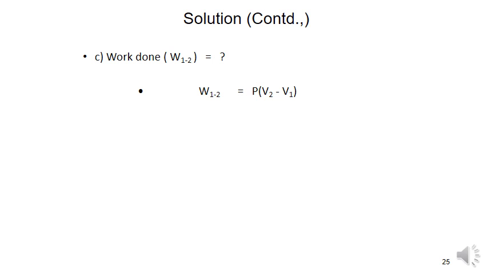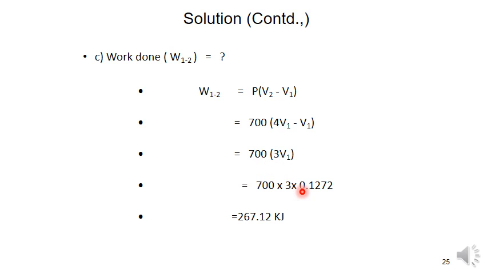So we know the P value, V2 value and V1 value. Here, if you know the V2 value directly we can substitute; otherwise we know that V2 is equal to 4 V1 minus V1, 3 V1. You know the V1 value, so simply substitute here. So we get 703 into 0.1272. In terms of kilojoules, work done is equal to 267.12 kilojoules.